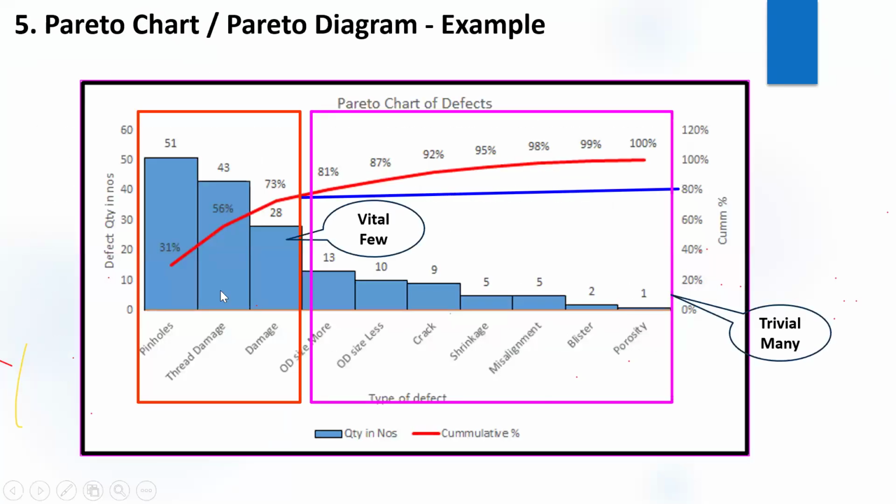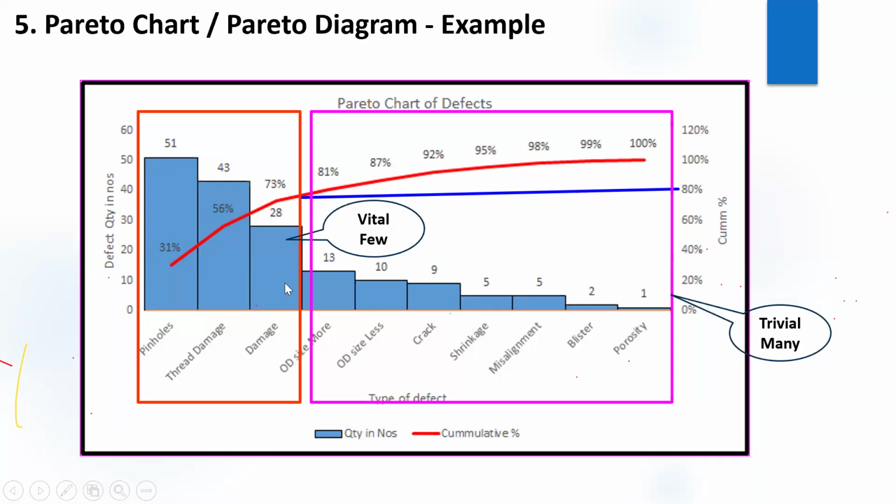So this is the Pareto diagram. When I collected the defects, these are the defects, and I came to know that 1, 2, 3. Suppose this is 80%. I draw a line, and here I came to know that it touches here, and I again draw this line. So I came to know that these 3 defects contribute to the 80% of the rejection.